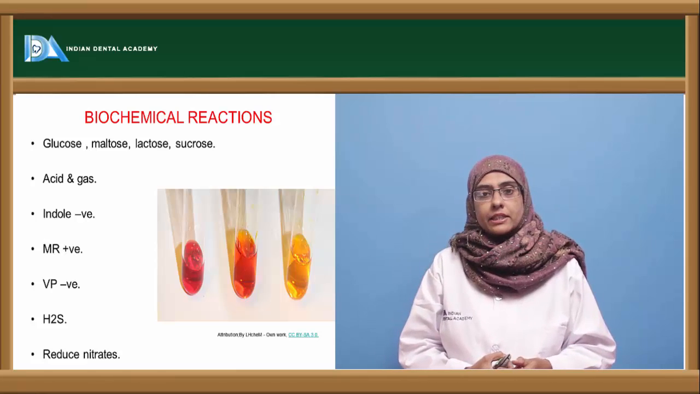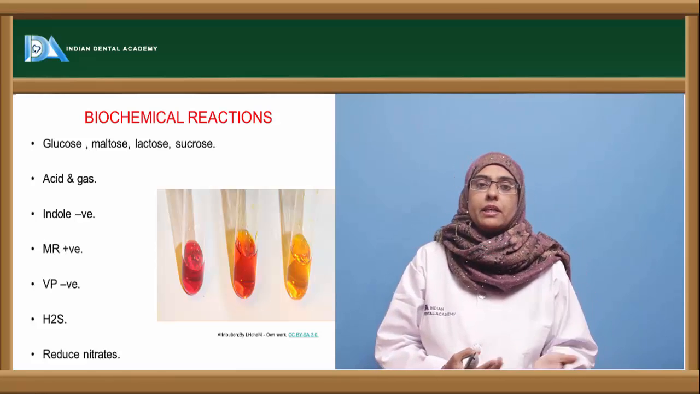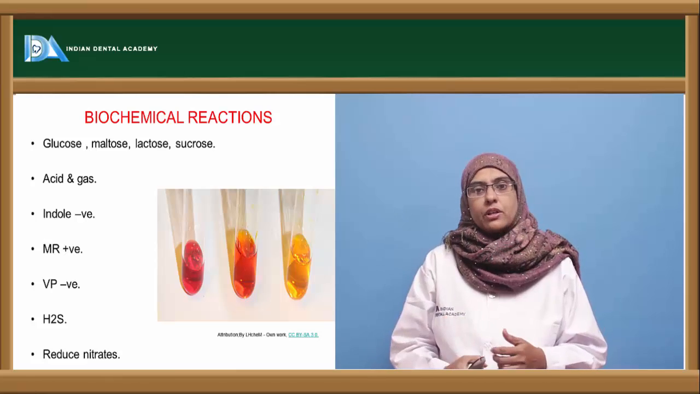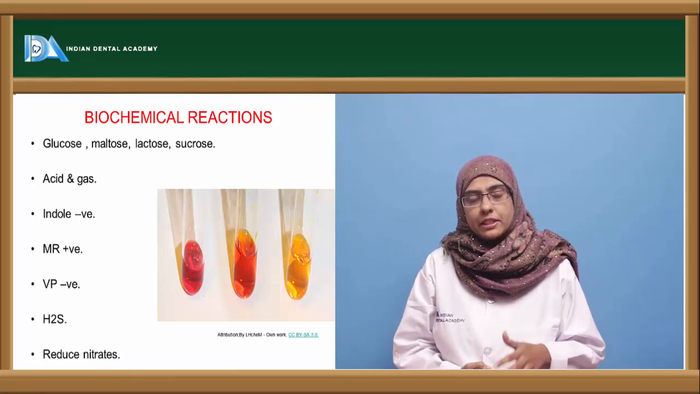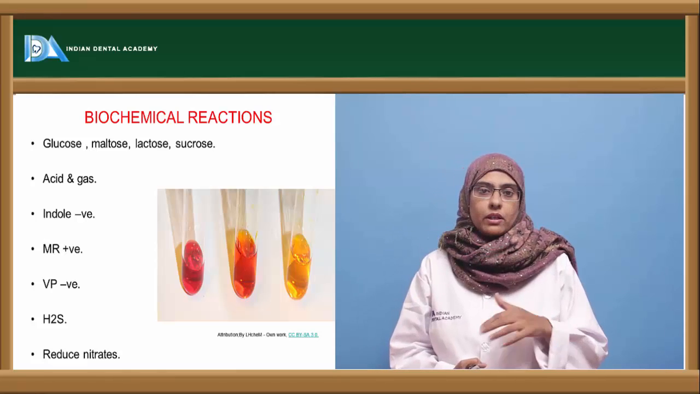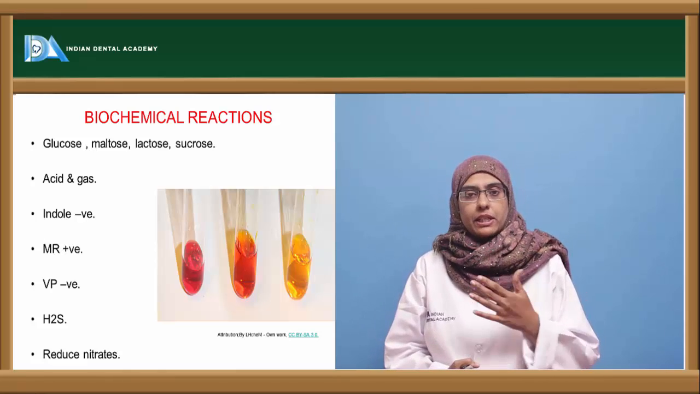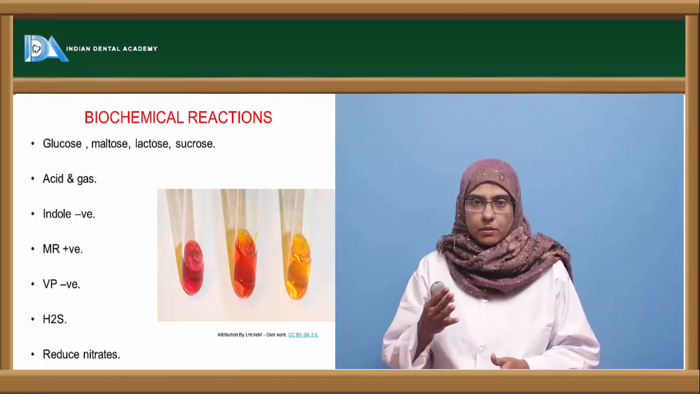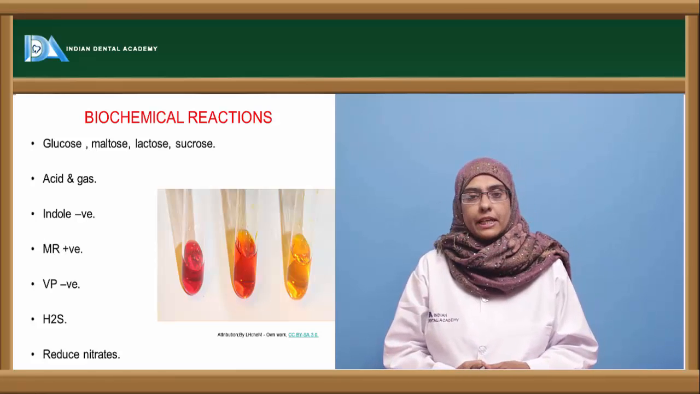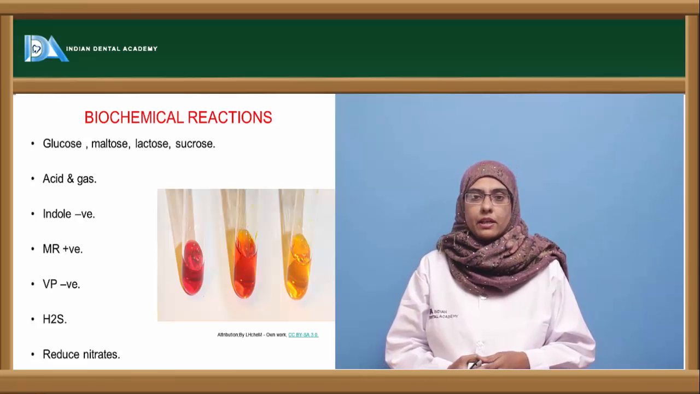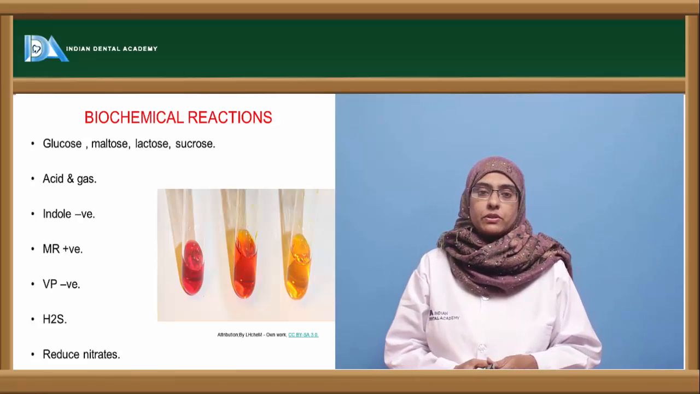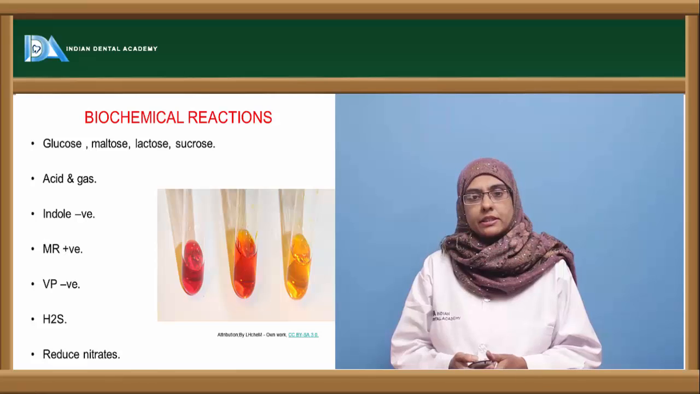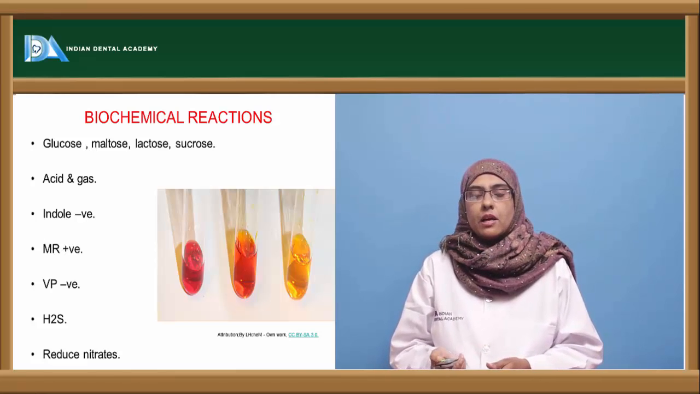Next, coming to the biochemical reactions, this organism has the ability to ferment many types of carbohydrates such as glucose, fructose, maltose, lactose and sucrose with production of acid as well as gas. In other organisms, we have seen that they produce either acid or gas when they ferment sugars, but this organism is able to produce both acid as well as gas in a particular biochemical medium. These organisms are indole negative, MR positive, that is methyl red positive, and VP negative. H2S is produced abundantly by this organism, and they are able to reduce nitrate. These are the biochemical characteristics that help in identification of the organism.